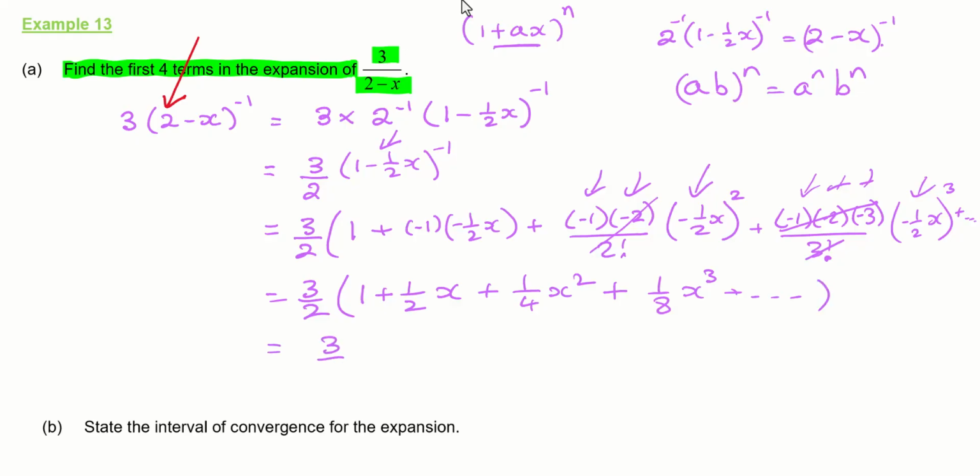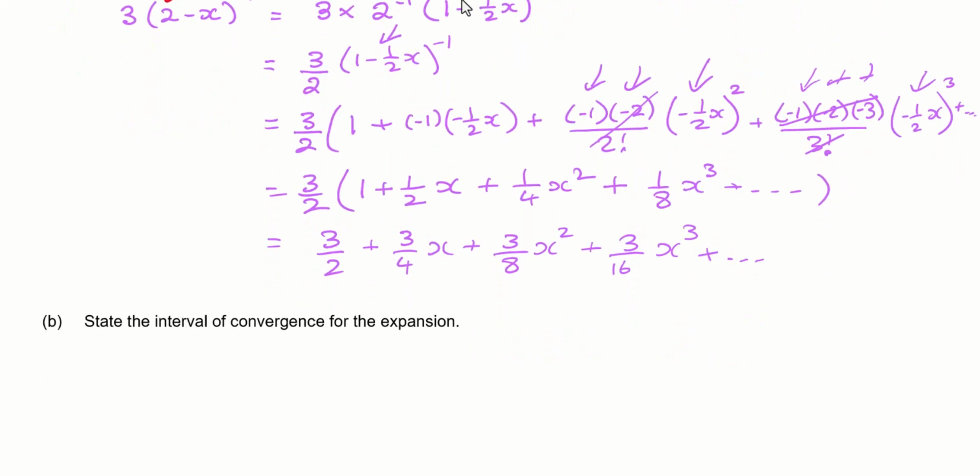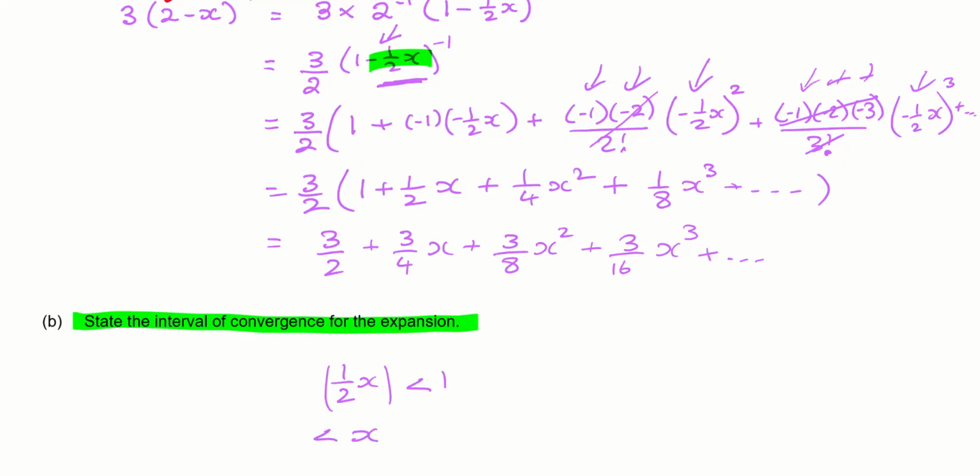And so that's going to be 3 over 2 plus 3 over 4x plus 3 over 8x squared plus 3 over 16x cubed, and so on. Now, for the convergence, to state the interval of convergence, we have to come back to here. And so we would need mod half x is less than 1, which means that x is going to be between negative 2 and 2.